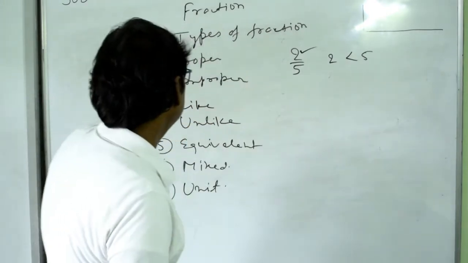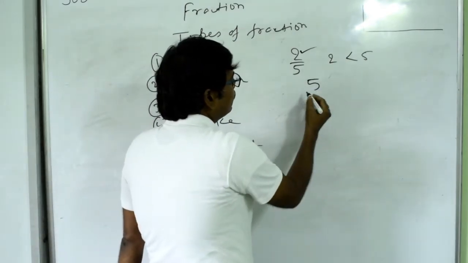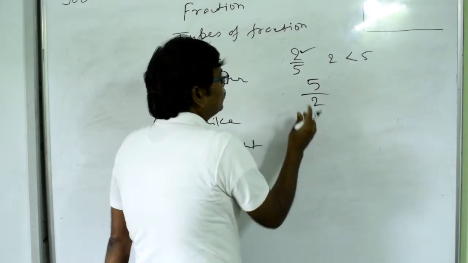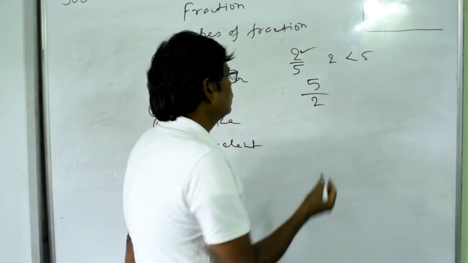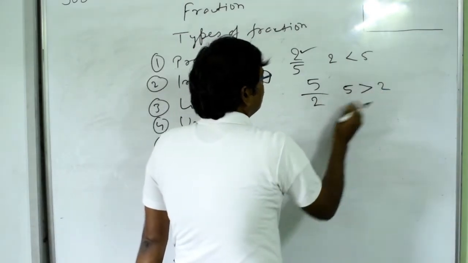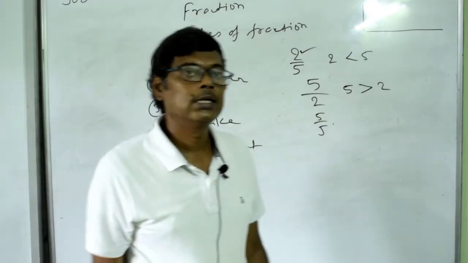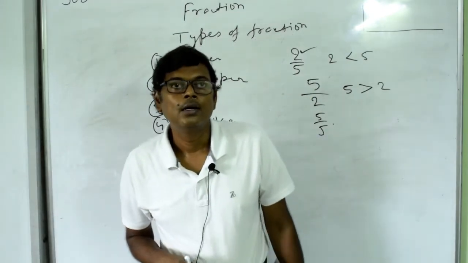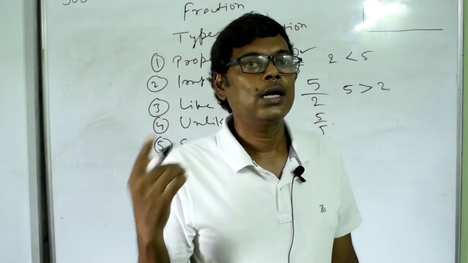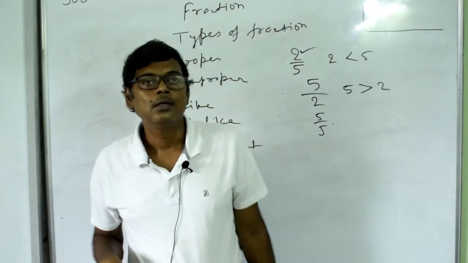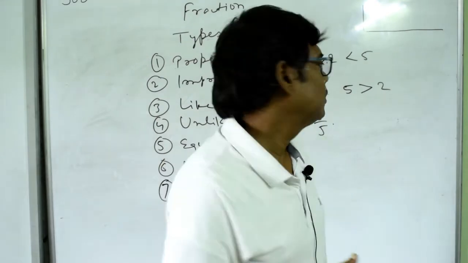Next is the improper fraction. In the case of improper, it is just the reverse of the proper, like 5 by 2. Here the numerator is larger than the denominator. If you write 5 by 5, this is also an example of an improper fraction. That is, when the numerator and denominator are equal, or the numerator is larger than the denominator, in both cases that kind of fraction is called an improper fraction.